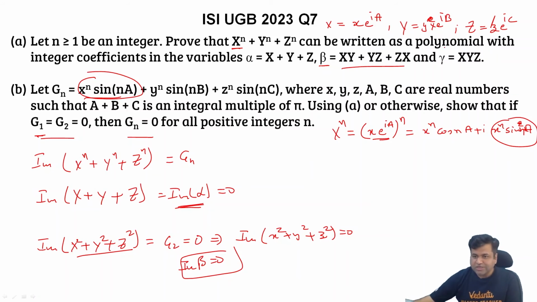ठीक है. नाउ लेट्स कंसीडर गामा. गामा क्या बन रहा है हमारा? गामा इज x इंटू y इंटू z. x की वैल्यू हमें गिवन है, y की गिवन है, z की गिवन है. तो गामा बन जाएगा स्मॉल x स्मॉल y स्मॉल z का प्रोडक्ट इंटू e पावर आइटा a प्लस b प्लस c.